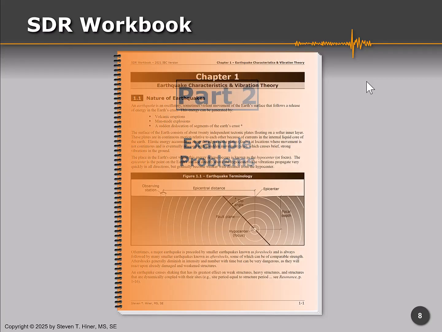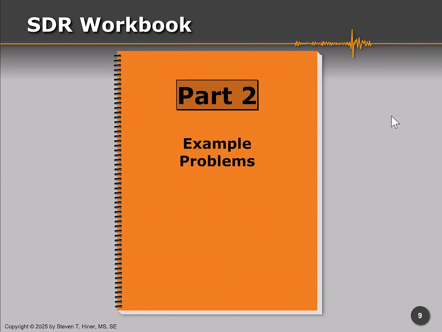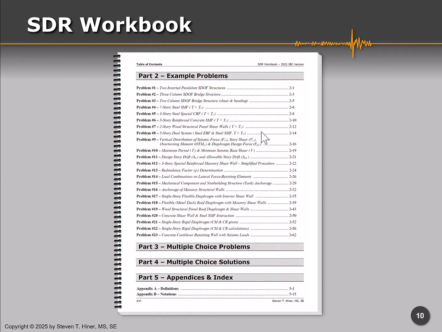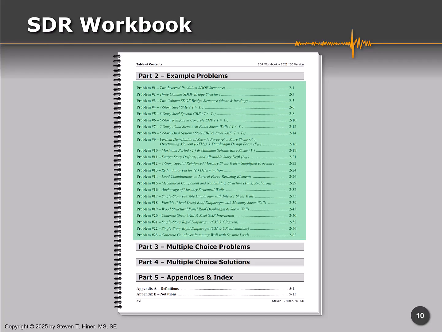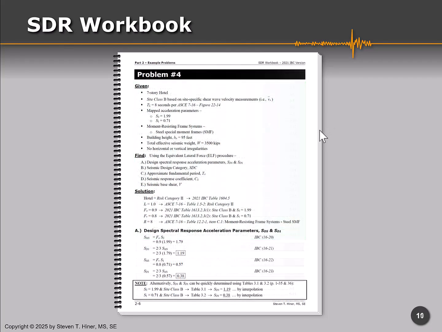So part 2 is the example problems. These are 23 significantly long problems with many multiple steps. That's unlike what you're going to see on the seismic exam, but it will give you an overall step-by-step process of how you might see on the exam 1 or 2 steps of a very long problem on there. So it gives you a better understanding of all the steps involved in certain types of problems.